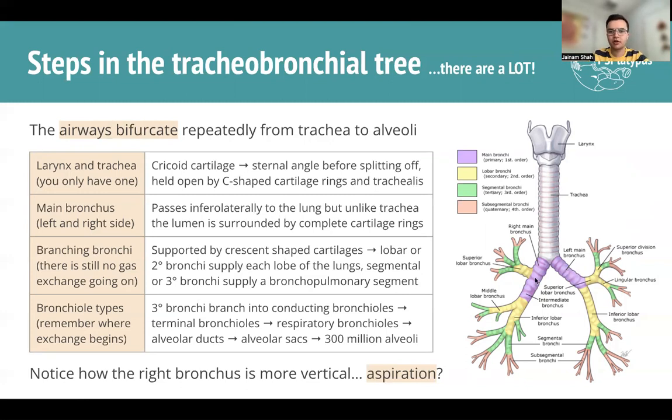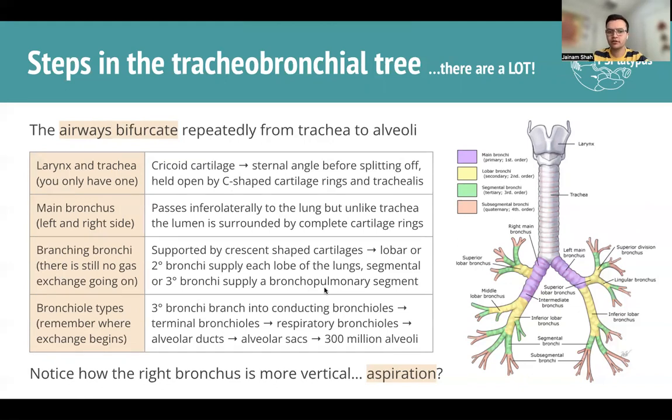From there, you've got the branching bronchi. So you can see in the yellow and the green, I kind of put them together, but there's actually two categories of them. They're supported by crescent-shaped cartilages, similar to what was happening with the trachea. You've got the lobar, which is the first, they're called the secondary bronchi. They supply each lobe of the lung. So whether it's the superior, inferior, middle, whatever it is, they're going to supply those. So that's the ones in the yellow. And then those will branch off into the green, which is going to be the tertiary or segmental bronchi. And these supply the bronchopulmonary segments, which I'll show you in the next slide.